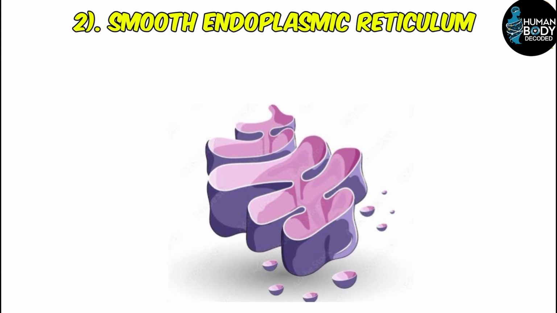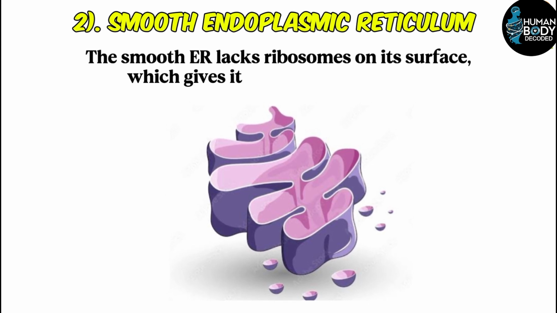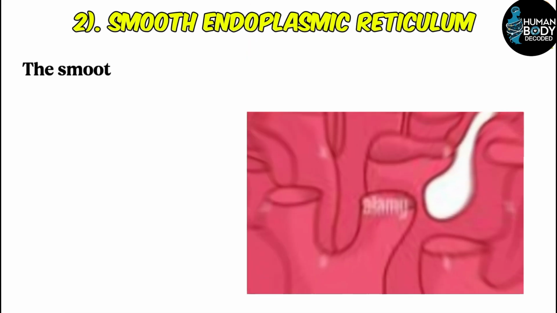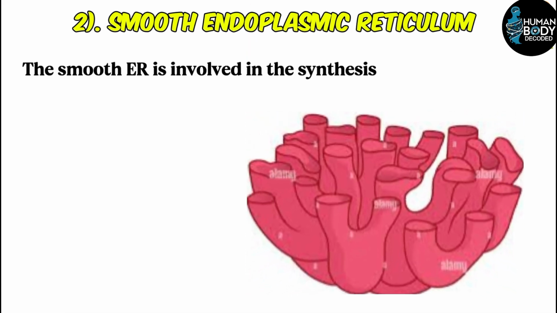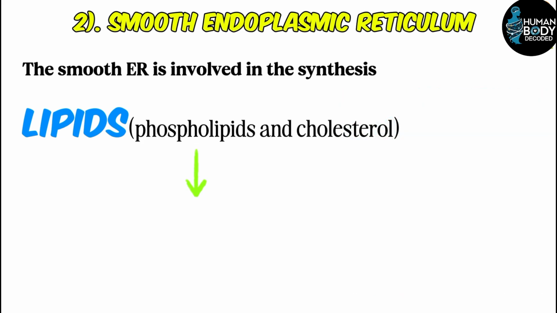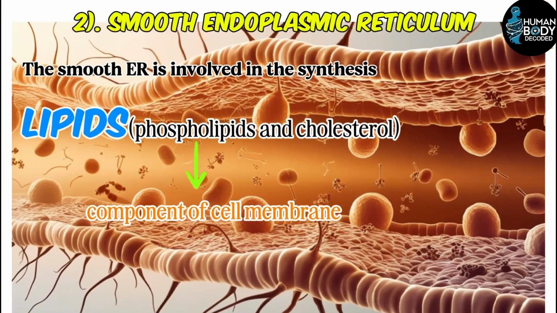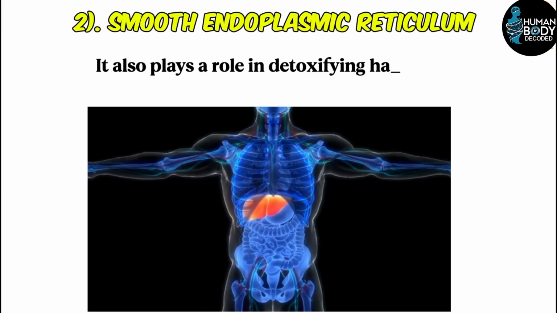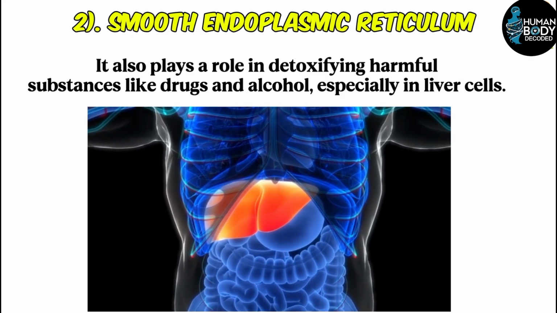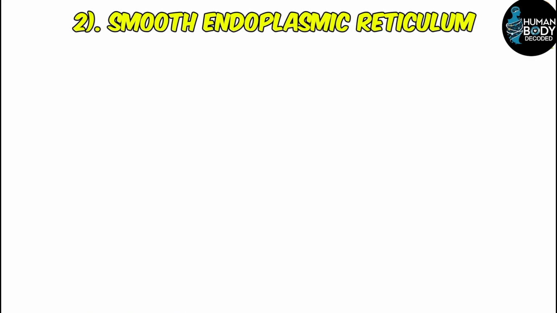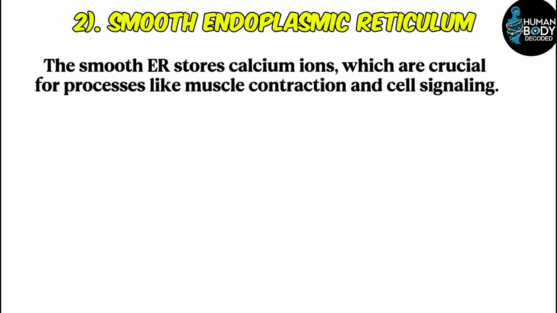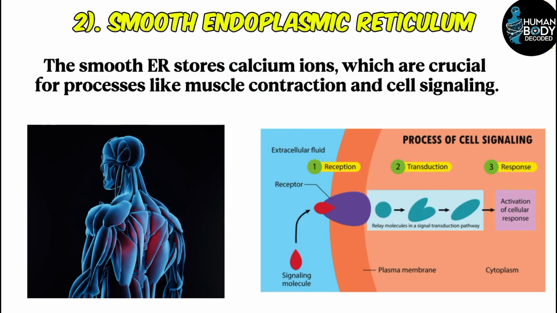Unlike the rough ER, the smooth ER lacks ribosomes on its surface, which gives it a smooth appearance. The smooth ER is involved in the synthesis of lipids, including phospholipids and cholesterol, which are essential components of cell membranes. It also plays a role in detoxifying harmful substances like drugs and alcohol, especially in liver cells. Additionally, the smooth ER stores calcium ions, which are crucial for processes like muscle contraction and cell signaling.